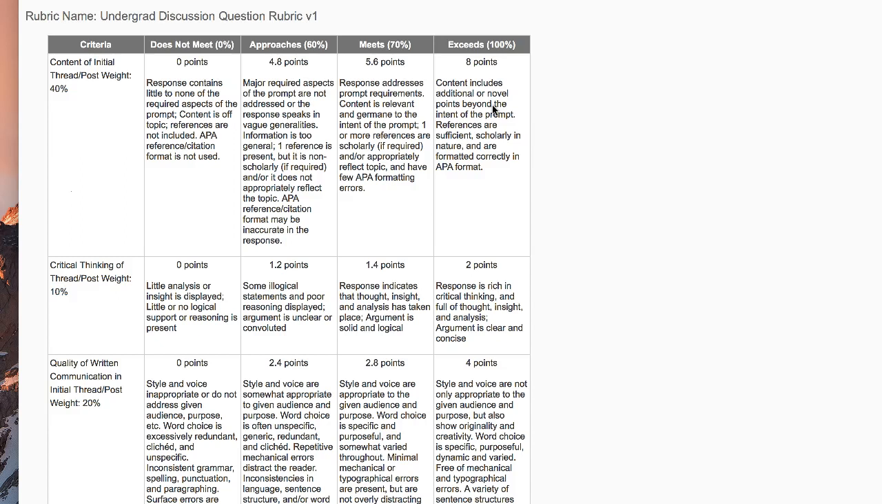Okay. The next piece is references are sufficient, scholarly in nature, and are formatted correctly in APA. So in order to get 8 points, you have to have more than 1, meaning 2 scholarly references. I will post a link that tells you the difference between scholarly and non-scholarly. I'm going to tell you websites are not scholarly. I don't care if they're a government website. It needs to be journal articles.